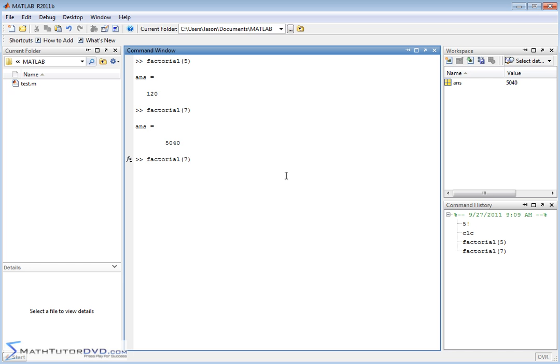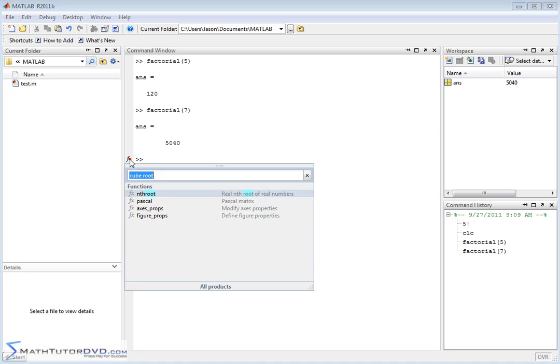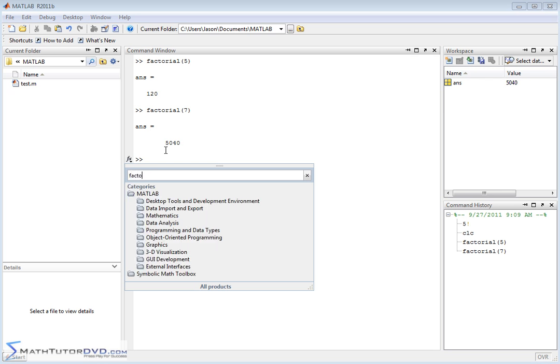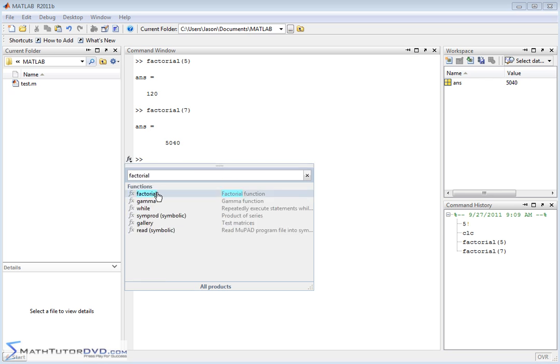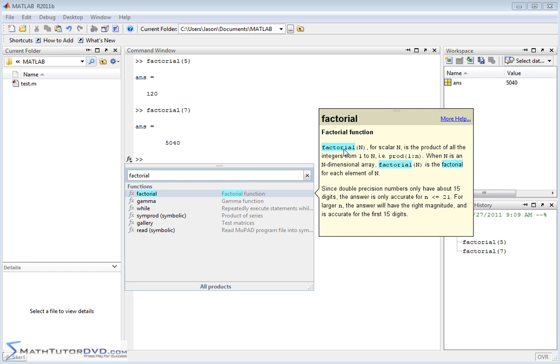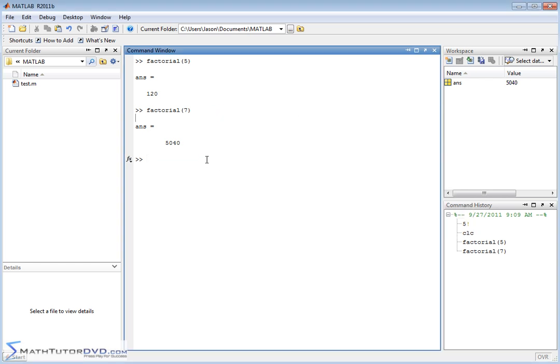It's pretty straightforward. Factorial is not something you'll use all that much, but occasionally when you define sequences and series in calculus, you'll be using it. If you forget, you can always go here and type in factorial and hover over it, and it'll tell you: you pass n, where n is a scalar, which is a number, and it gives the product of all the integers from 1 to n, along with all the information about what exactly it's doing.